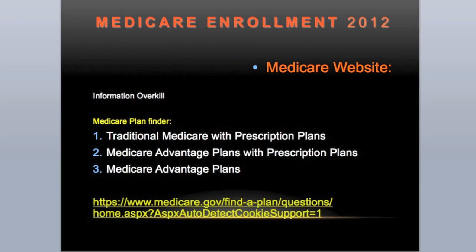If you put in your zip code and the types of medications you're on and your Medicare number and your date of birth, then it will give you an option to look at traditional Medicare with prescription plans or Medicare Advantage plans with prescription plans and Medicare Advantage plans in various combinations so that you can look at their charges, look at their total premiums, and look at their credit ratings before you make your decision.